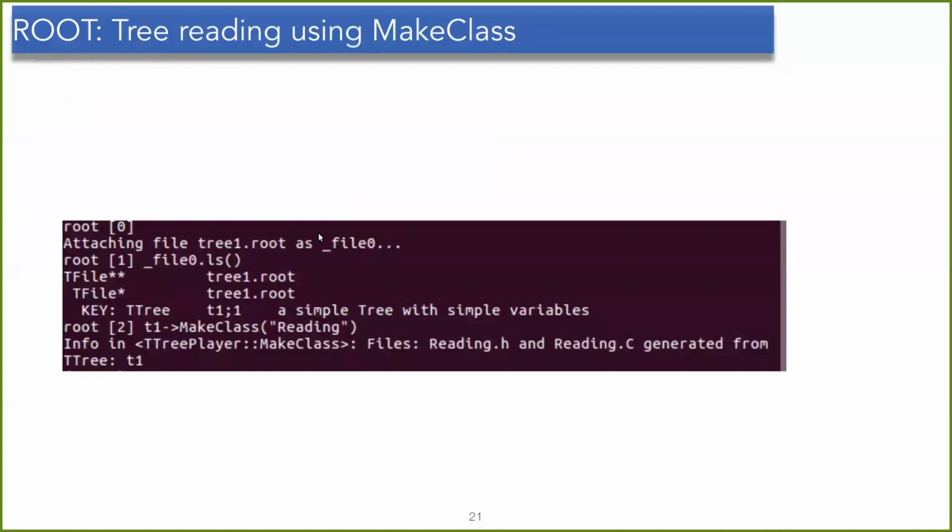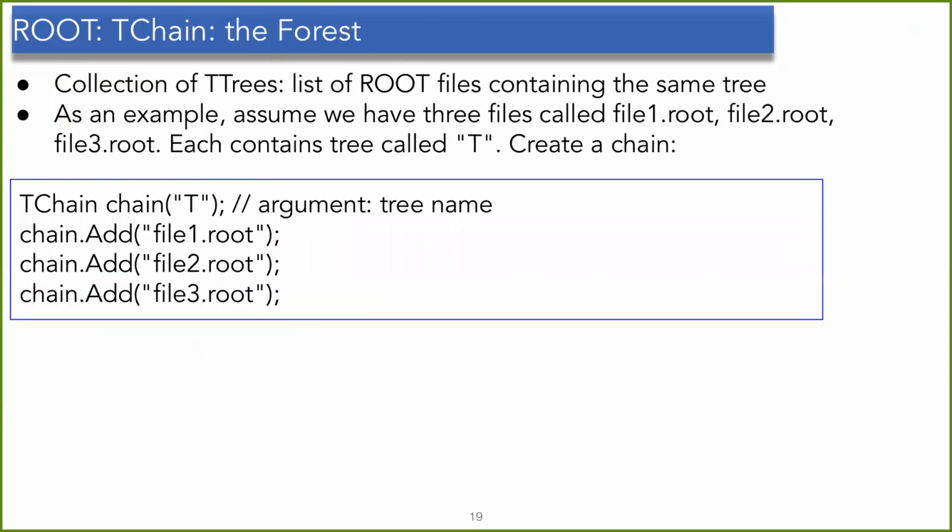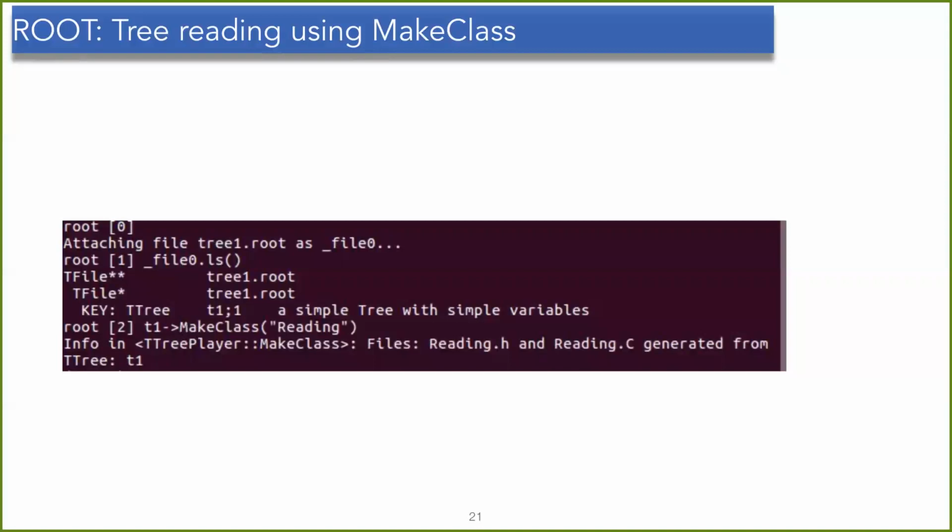Now I will end this first lecture with another example of reading a tree. I have shown that you can read the tree by setting the branch address. ROOT also allows you to do it without setting the branch address. You can directly do it by just calling MakeClass. This MakeClass command will create a reading macro and a class to read your tree.